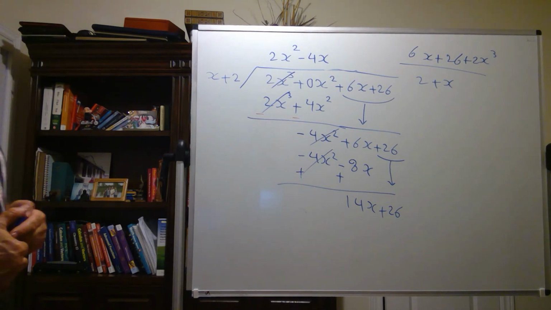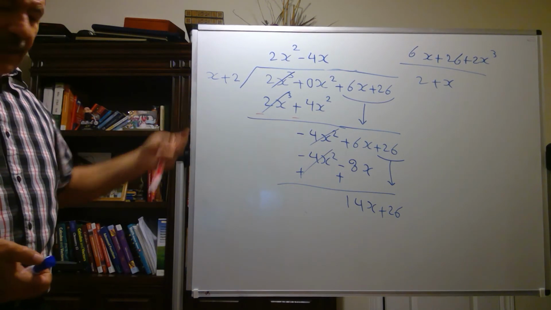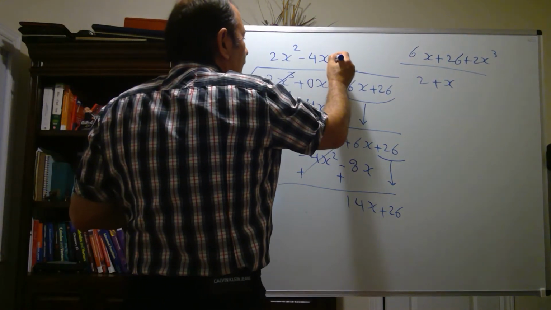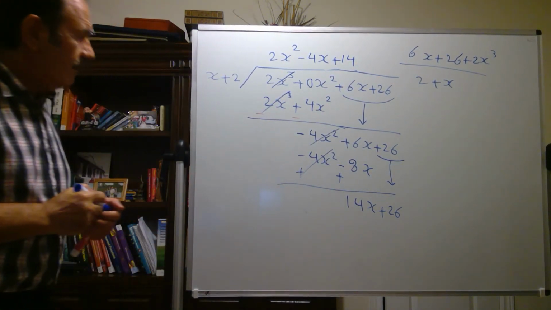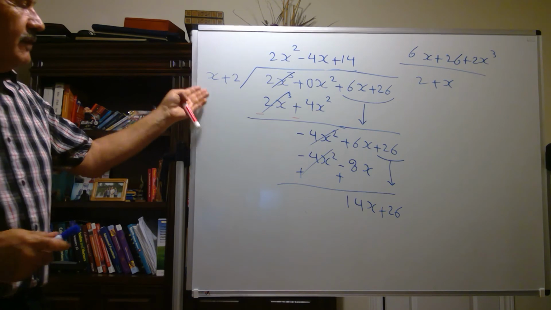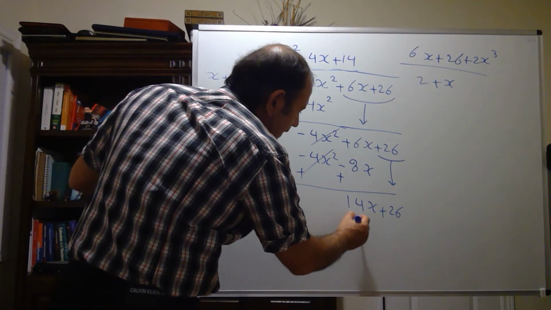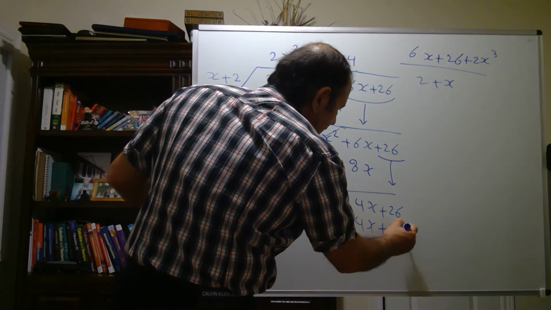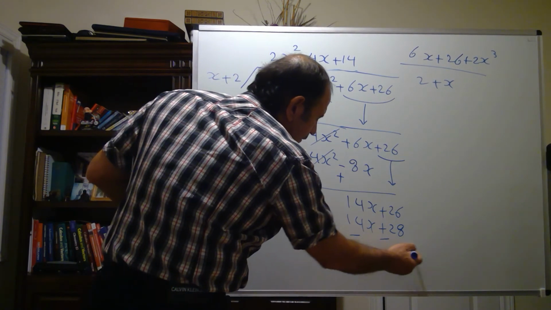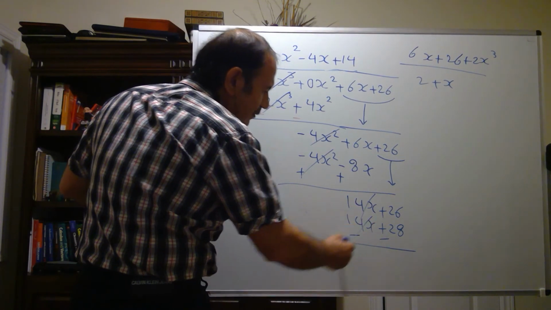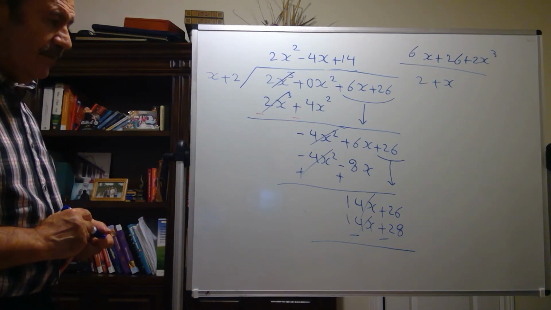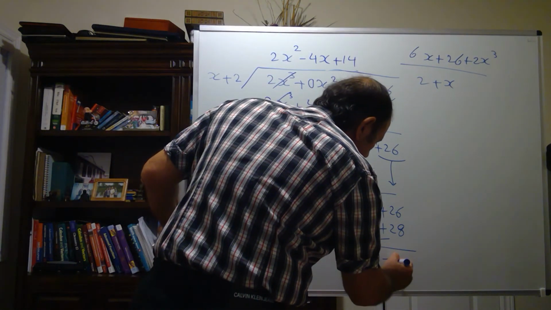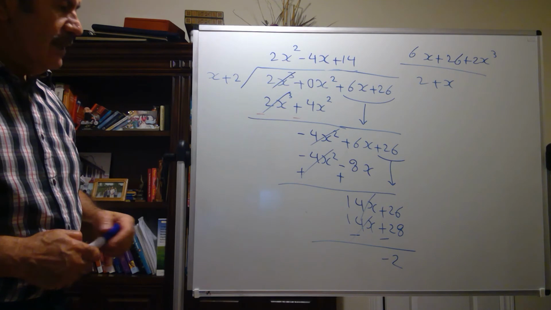Okay, now start over. 14x divided by x is going to be 14, positive divided by positive is positive. Now multiply positive 14 by x. Positive 14 times positive x is 14x. Positive 14 times 2 is plus 28. Change the sign, they are opposite, so make it negative. The first terms should always cancel each other, 14x and negative 14x, and 26 minus 28 is going to be minus 2. And there is nothing remaining, so we are done.